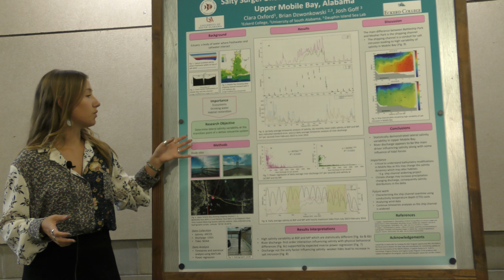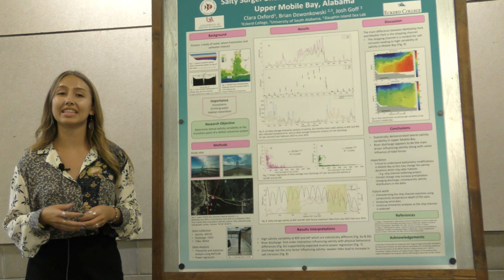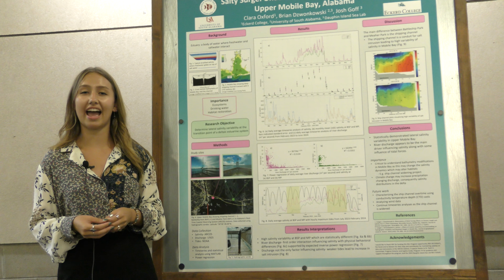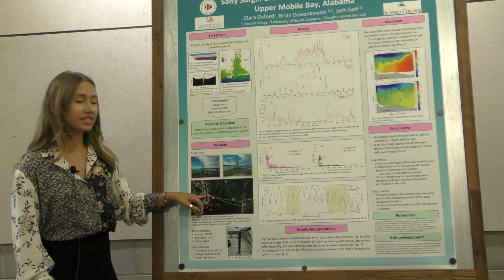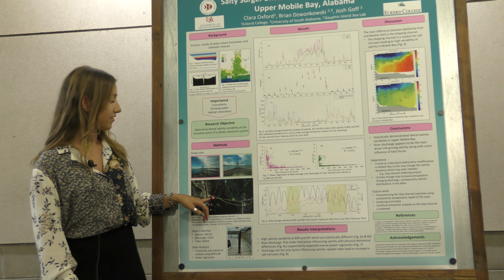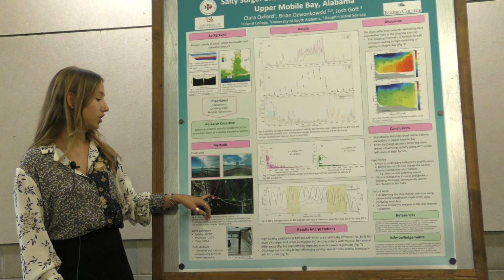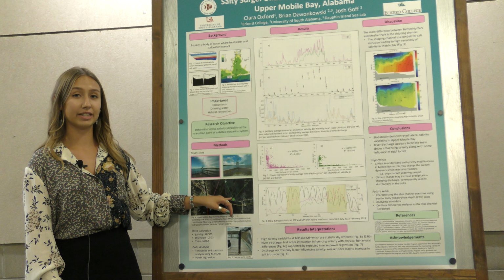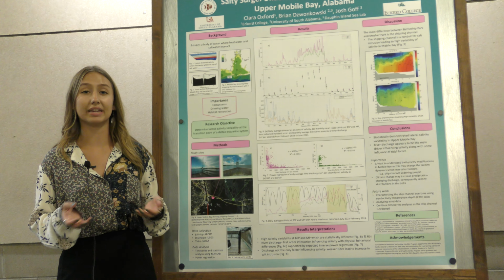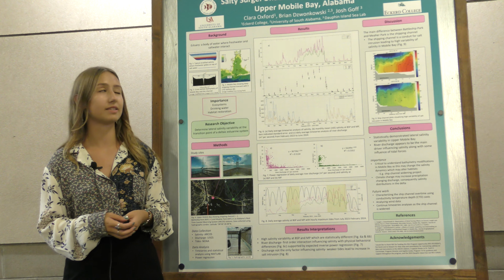So this led into our research objective, which was to determine the lateral salinity variability at the transition point of a deltaic estuarine system. To do that, we looked at two sites in Upper Mobile Bay. On the left, we have our pink site, which is Battleship Park, which is closest to the shipping channel. And on the right, we have Mayor Park, which is in the green. So our hypothesis was that there would be a difference in the salinity at these two sites.